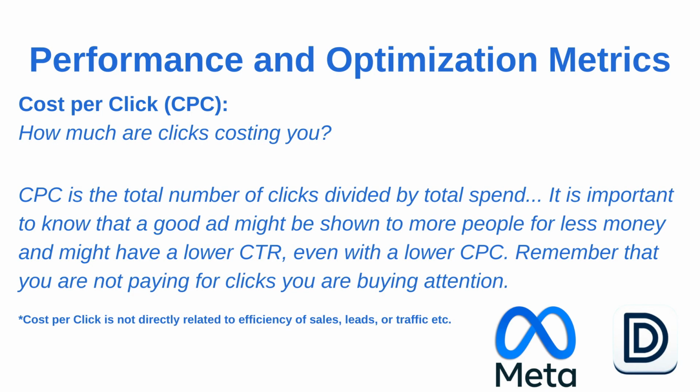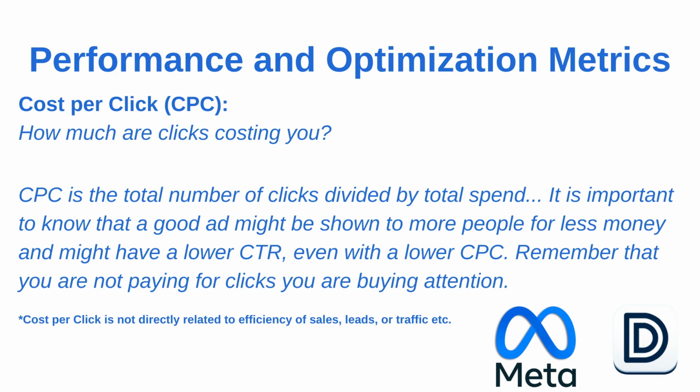Let's get into clicks. CPC is the total number of clicks divided by total spend. A best practice here is to remember that a good ad might be shown to more people because of the cost of attention, or CPMs, and we'll get to that in just a moment. But that means that an ad with a lower CTR, or click-through rate, which we'll also get to in just a sec, might also have a better CPC. Remember, you are not paying for clicks, you are buying attention. Cost per click is not directly related to the efficiency of sales, leads, or traffic, etc.